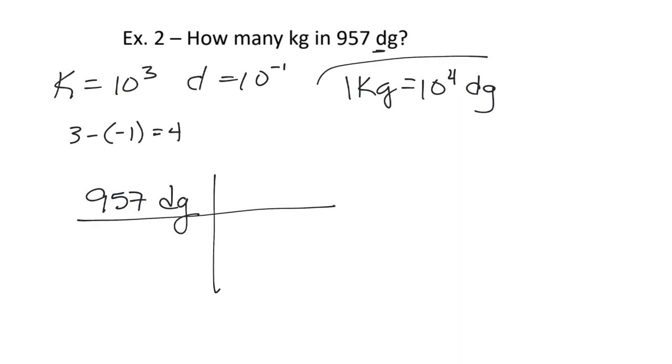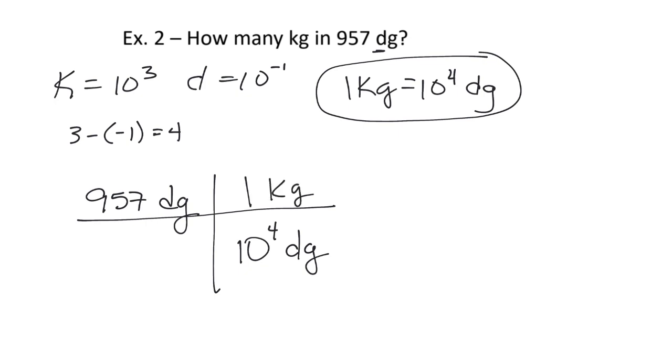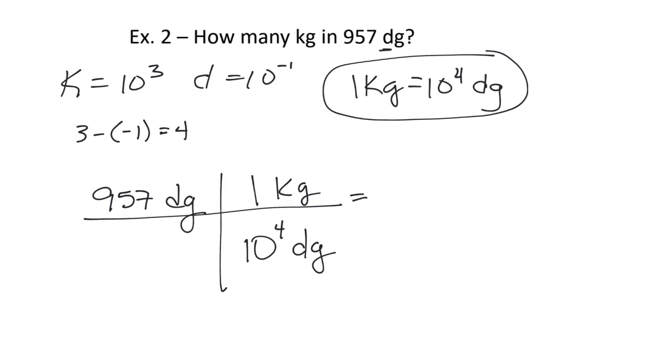Okay, so this is our conversion factor. Decigrams goes on the bottom. And kilogram goes on the top. Okay, when you do the math, you're going to take 957 divided by 10 to the 4th, which comes out to be 0.0957 kilograms.